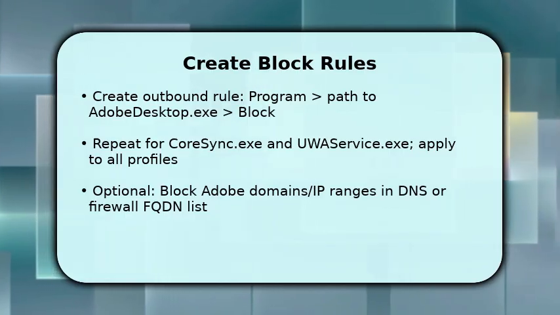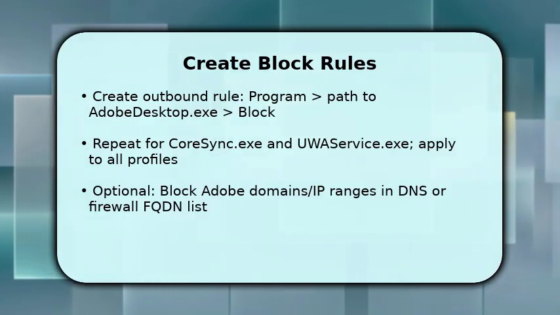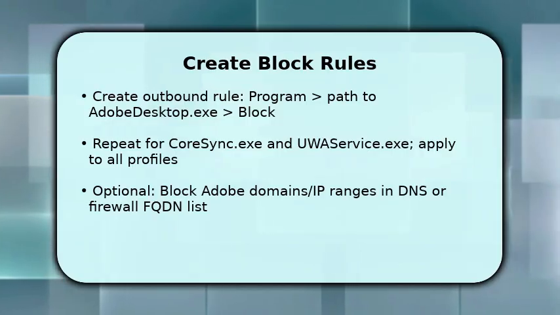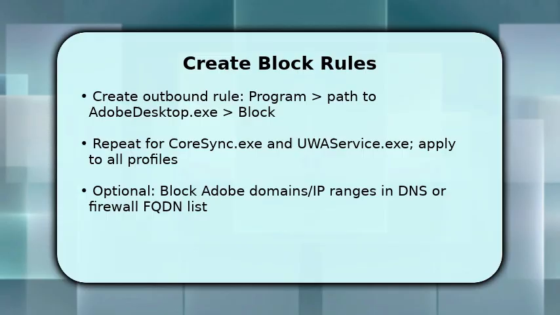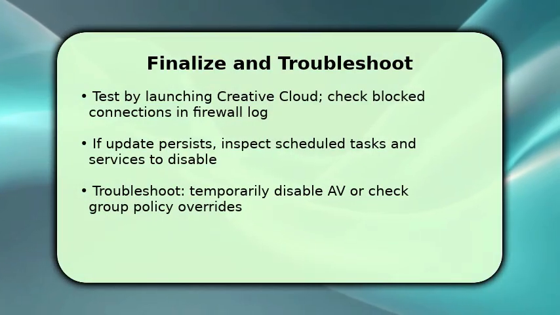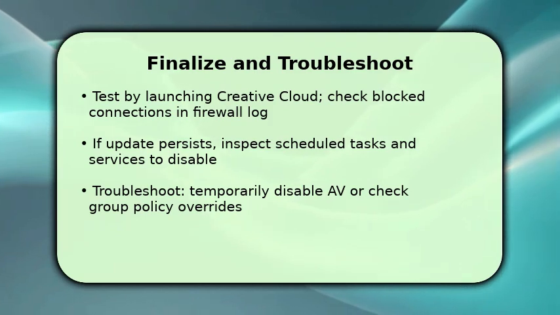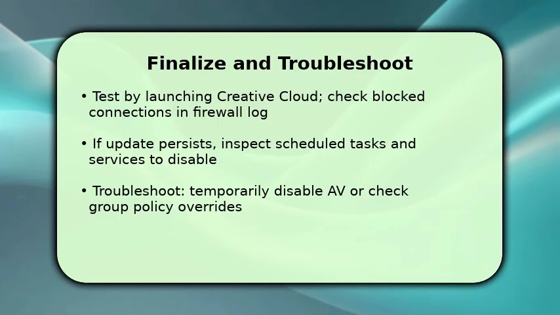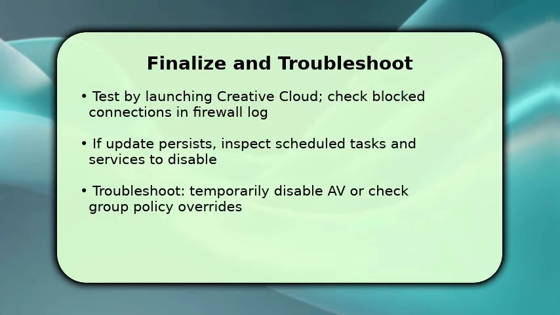Once done, add FQDN or IP-based rules for known Adobe domains if your firewall supports them. This prevents background updates. Make sure rules finish by testing. Start Creative Cloud and look for blocked connections in the firewall monitoring log. You should see attempted outbound connections denied.